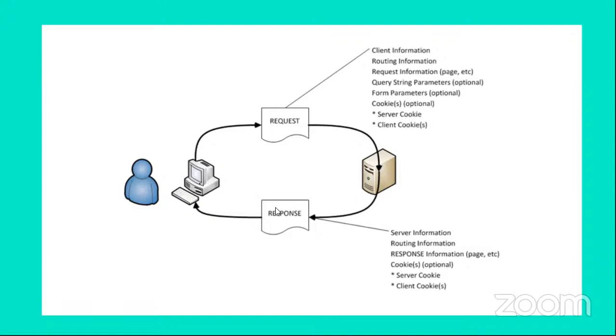So for instance, if we type in google.com, behind the scenes is what is going on right here. The server processes that request and then sends it back. So we're able to view whatever response the server sends back to us.